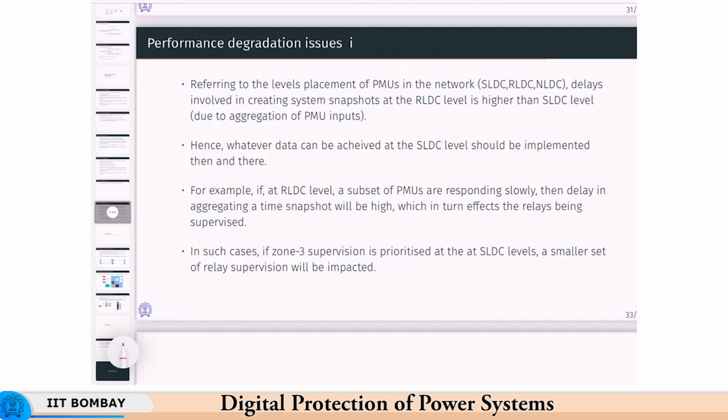Okay. So, due to some communication delays in some part of the network, if the data of some PMU is received with some delay at an RLDC, it will slow down the whole system. So it is better to attack this at the lower level, which could be the, I am sorry, the SLDC, and then work on it. Okay. The smaller the set of relays and PMUs involved, the faster will be the decision making.